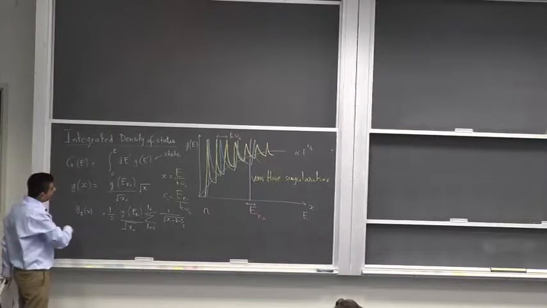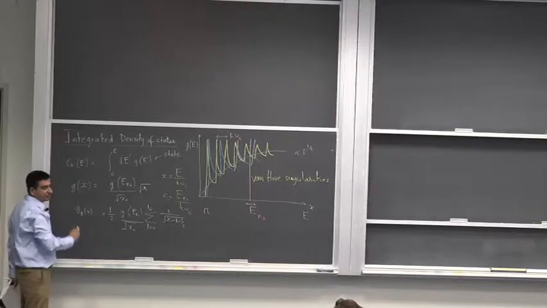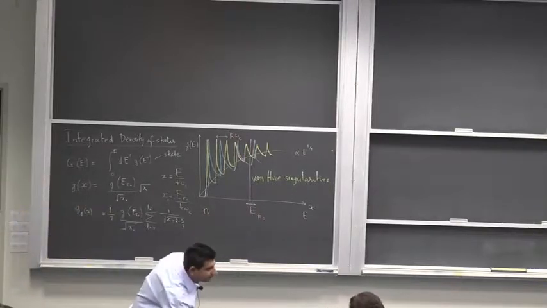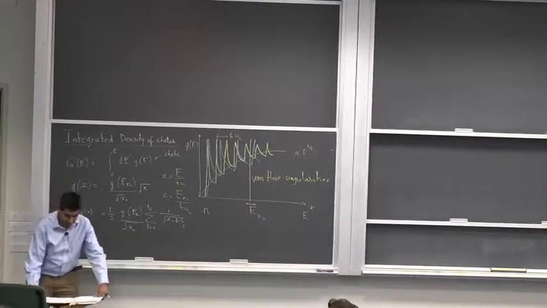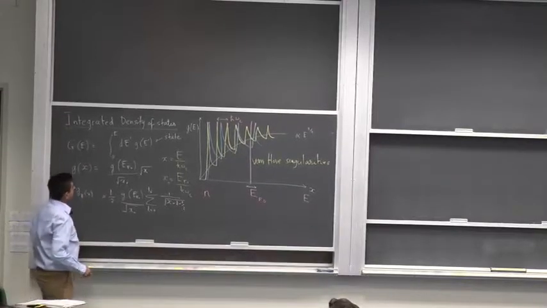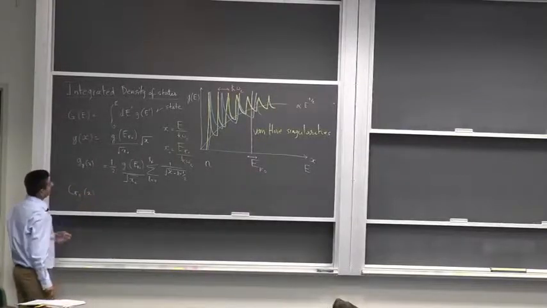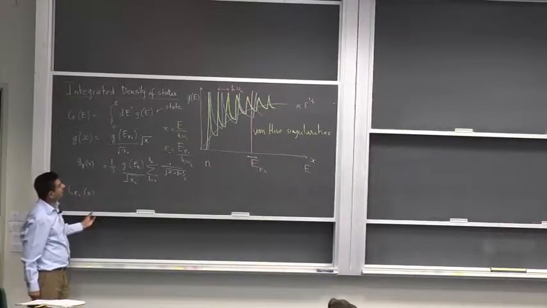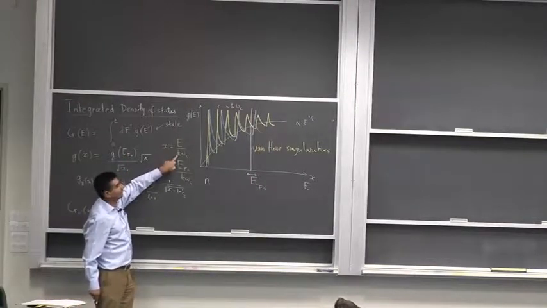So that's why these integrated density of states are important. So let's calculate the integrated density of states in the presence and absence of fields. So first of all, G0(x). In the absence of a field, I have to integrate this. Everything is a constant. Alright. So when I integrate with respect to energy, I know that energy equals x times h bar omega c.